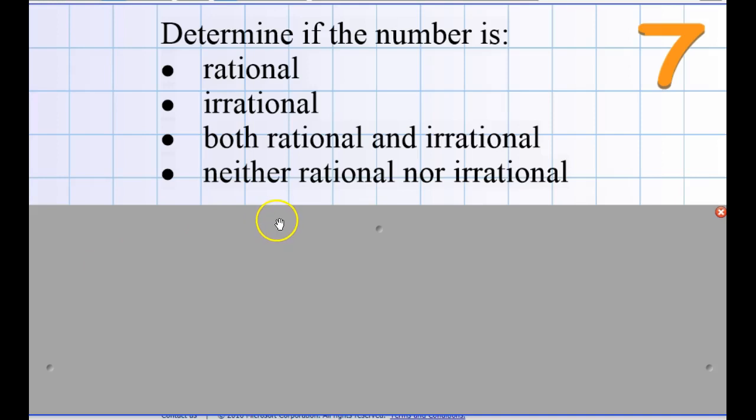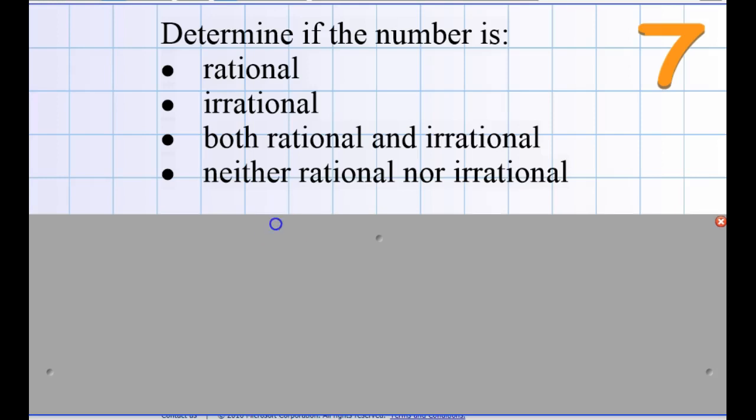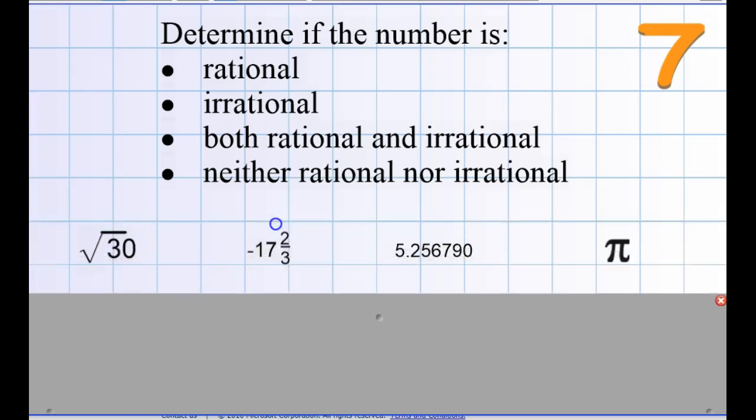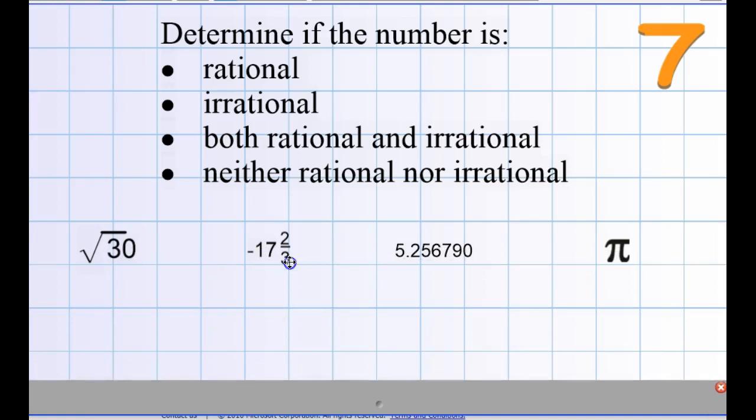So we need to figure out if this number is rational, irrational, both rational and irrational, or neither rational nor irrational. So if these numbers are any of those. Well, first of all, we have a non-perfect square in here. Anything that's a non-perfect square is irrational. So we can say that this is irrational.